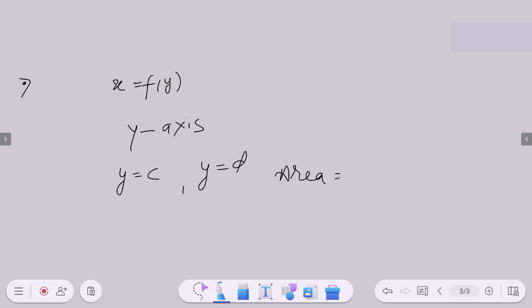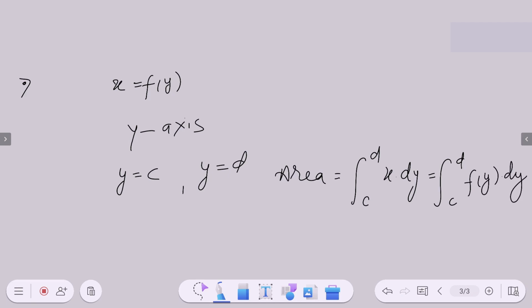The next point is the area of the region bounded by any curve, just like this, the curve x is equal to f(y). This time we are using the y-axis, at y is equal to c and y is equal to d. Two points means that this curve goes from c to d. So the area of this curve is the integral from c to d of x dy, which is equal to the integral from c to d of f(y) dy.